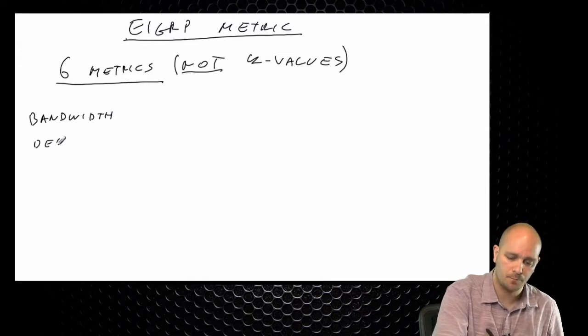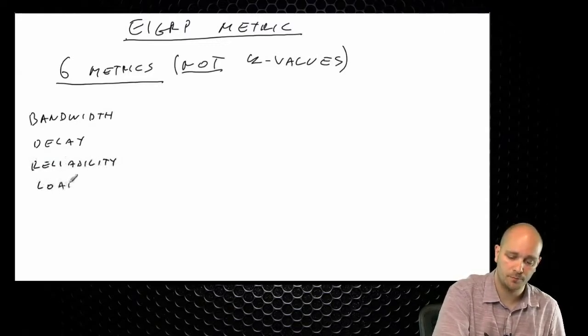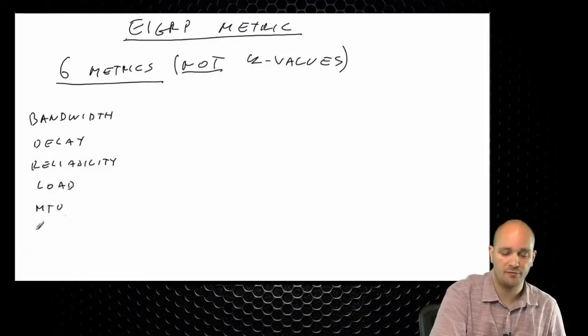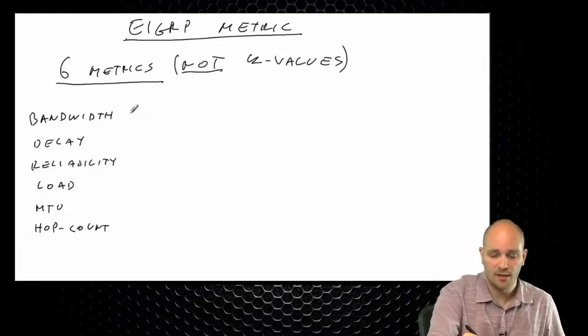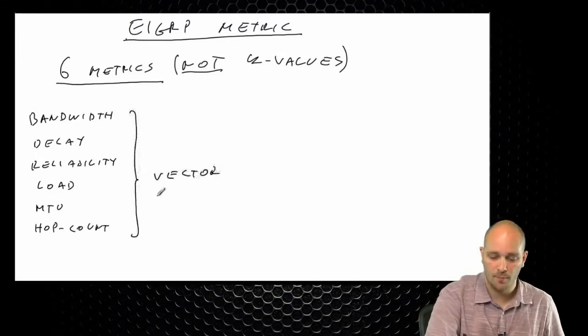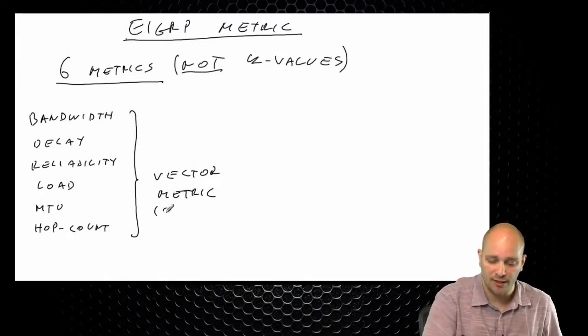delay, reliability, load, and then we have MTU, we have 1, 2, 3, 4, 5, and hop count. Now, these 6 form something that EIGRP calls the vector metric. And these are the values that are actually communicated in routing updates.